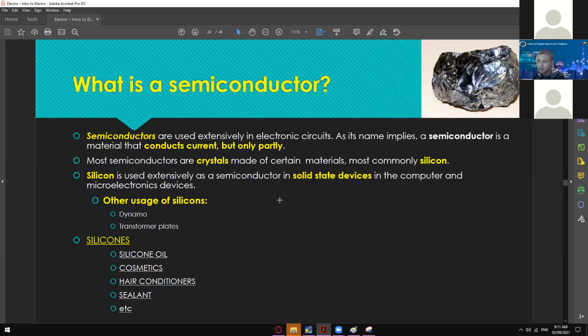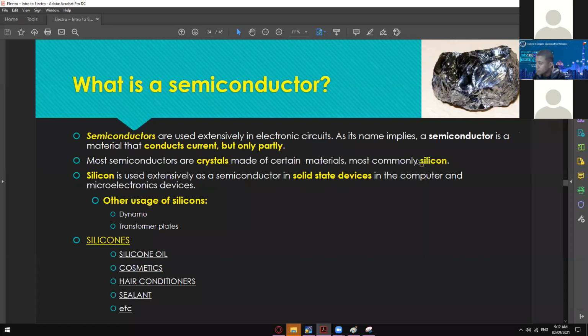So let's now move on to semiconductors. All right. Semiconductors are the 50-50, the one that is half conducting and half not conducting. The definition is that it conducts current, but only partly. Most semiconductors are crystals, like something like this. They are made of certain materials, most commonly silicon.